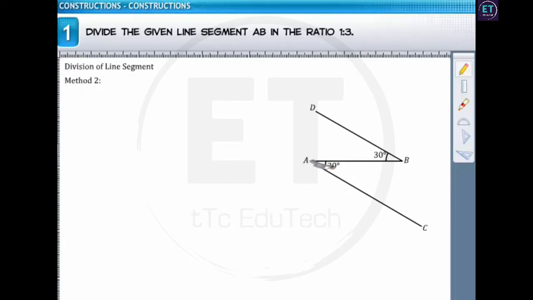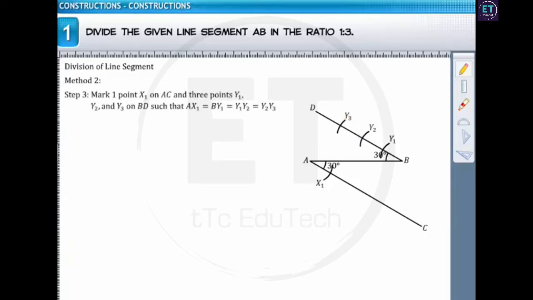Now open the compass to a small convenient length. As step 3, mark 1 point, x1 on AC, and 3 points, y1, y2, and y3 on BD, such that AX1 is equal to BY1 is equal to Y1Y2 is equal to Y2Y3. Make sure that the distance to which the compass is open is not disturbed as you mark the points.